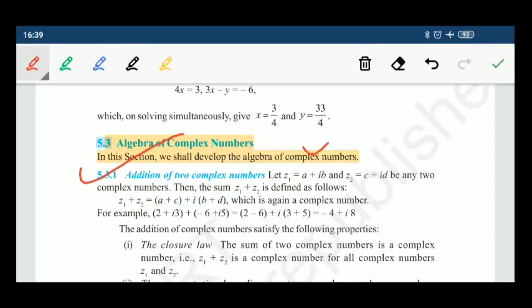When you have two different complex numbers z1 and z2, what is the sum of these two? You can see here, just add real part to real part, so you will get a plus c, and only add imaginary part to imaginary part. So the sum z1 plus z2 is equal to (a plus c) plus iota (b plus d), which is again a complex number.